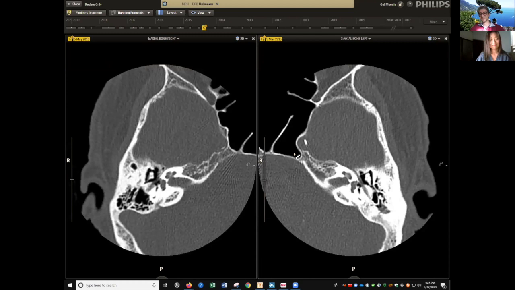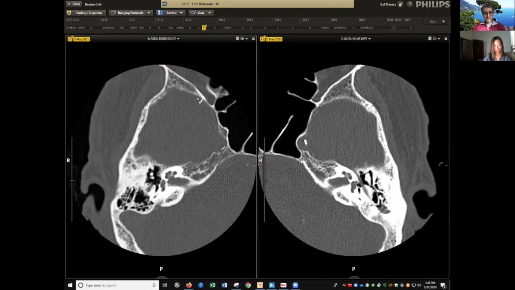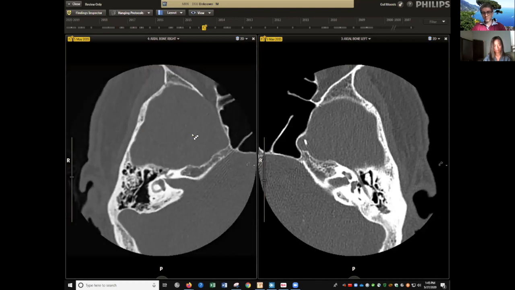Okay, great. So this is our case. Hopefully this is going to be a relatively quick and easy one, but the history here was a 70-year-old person who had mixed hearing loss on the left side. So let's go on to look at the axial CT images on the right side.